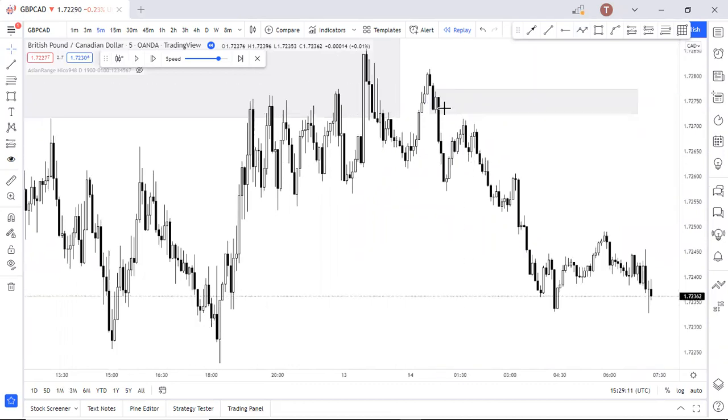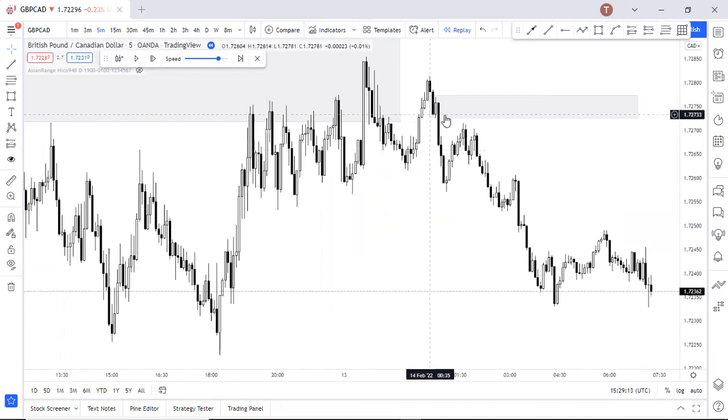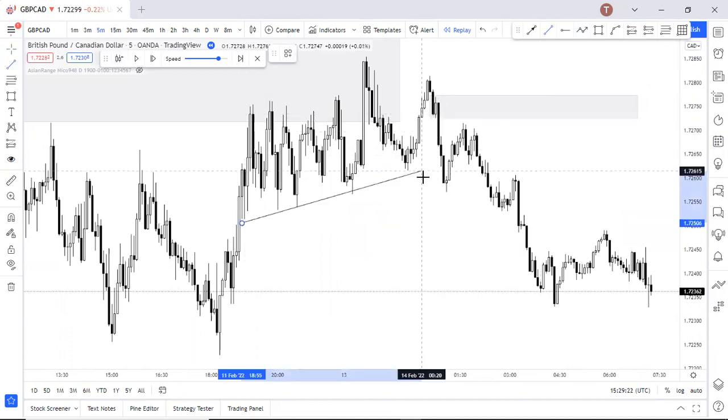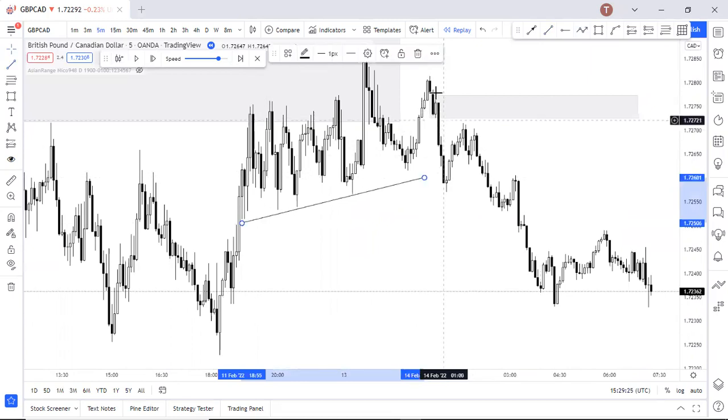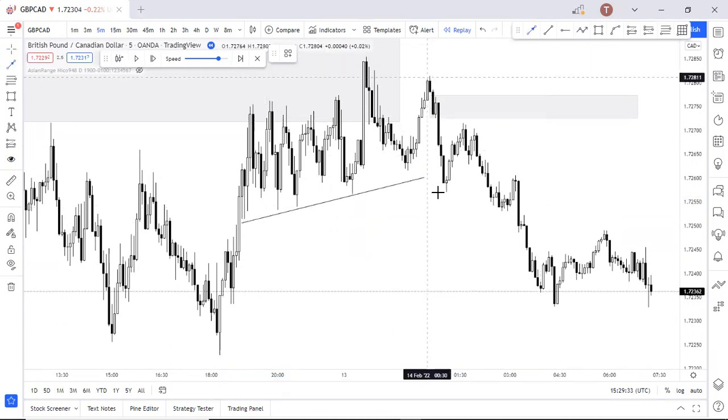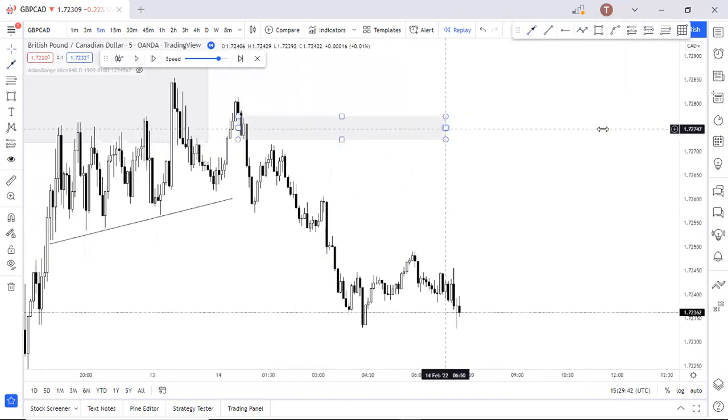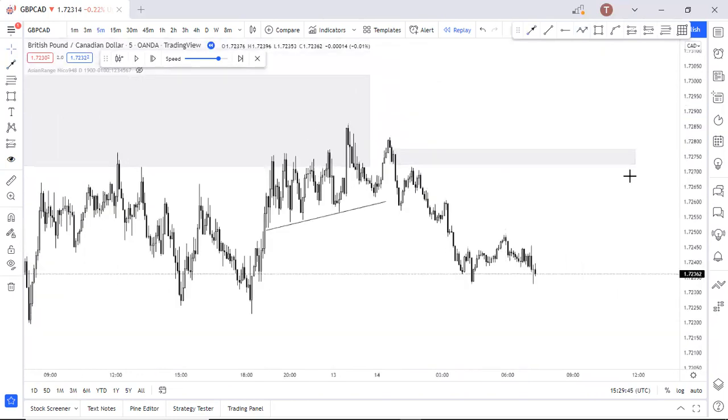Also, we can see that this unmitigated supply zone has also been the origin where these lows were being taken out. We had this low being taken out, and this was the origin of the move right here. We had from here, and so there was a probability that price was going to trade back into this supply zone.